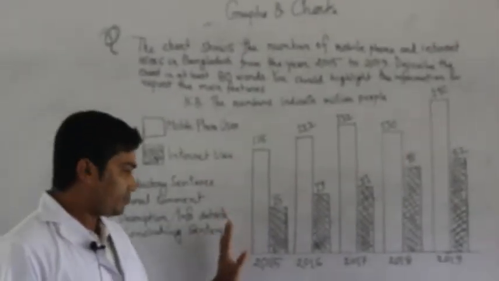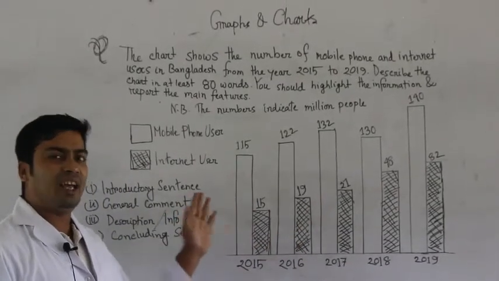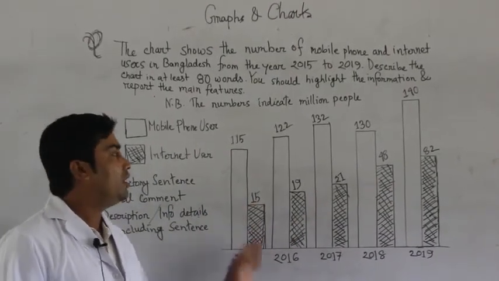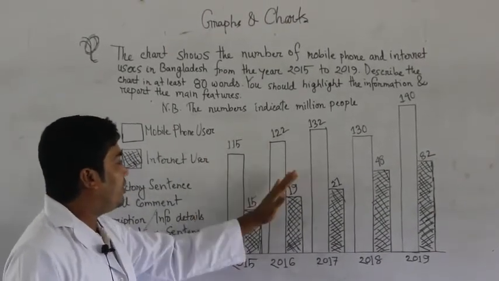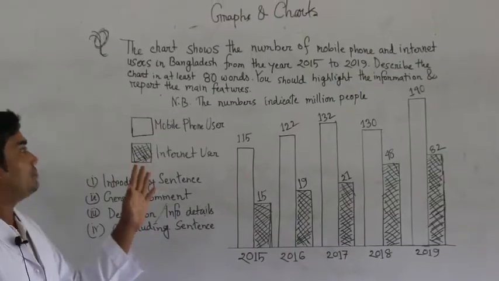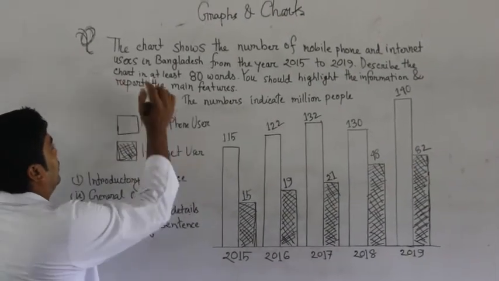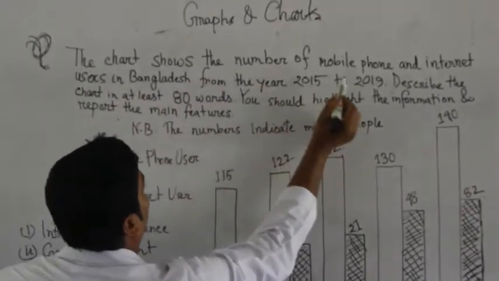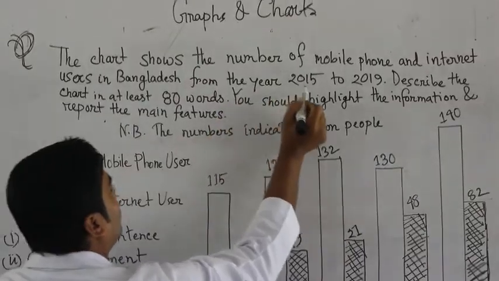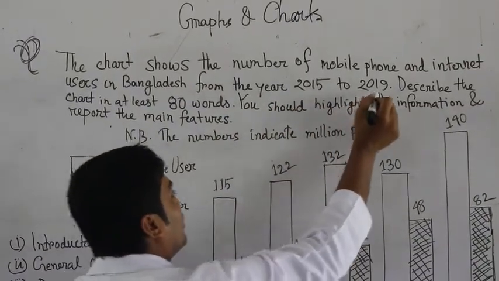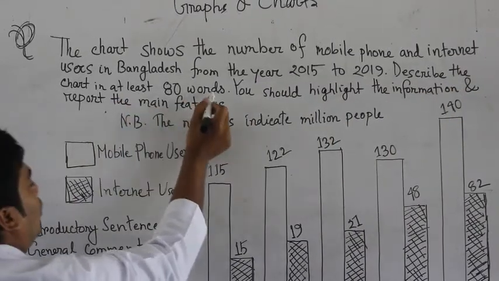You see, this is rather a chart, not a graph, because graphs are with lines and dots, but it's with columns of different shapes. So look at the question. What does it say? The chart shows the number of mobile phone and internet users in Bangladesh from the year 2015 to 2019. Describe the chart in at least 80 words.